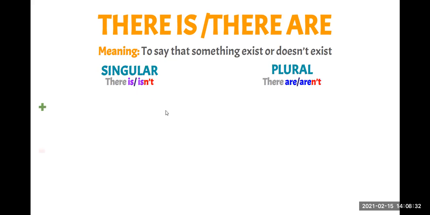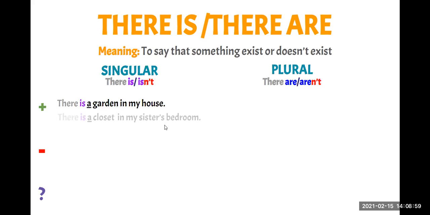Okay? So here we have the affirmative, negative, and we have also a question form that we are going to see today. So last class we were looking at these sentences. It says, there is a garden in my house. So remember when we are talking in singular, we can say there is a, okay? Because this article is used when we are talking about something in singular, right? There is a garden in my house. Or there is a closet in my sister's room.